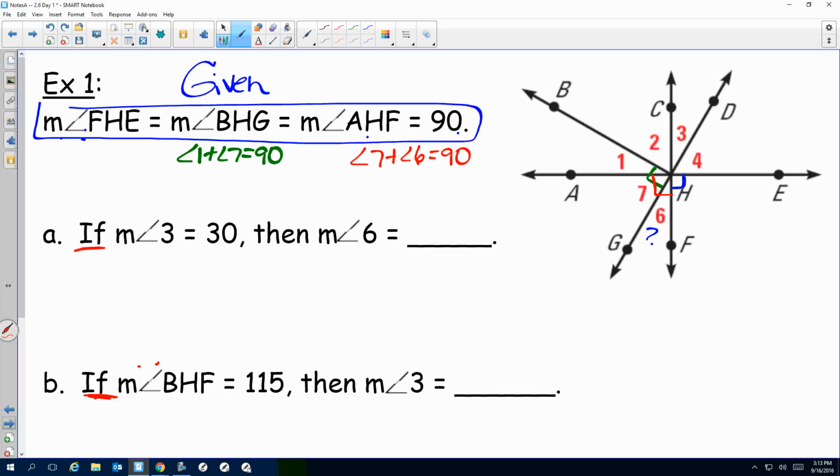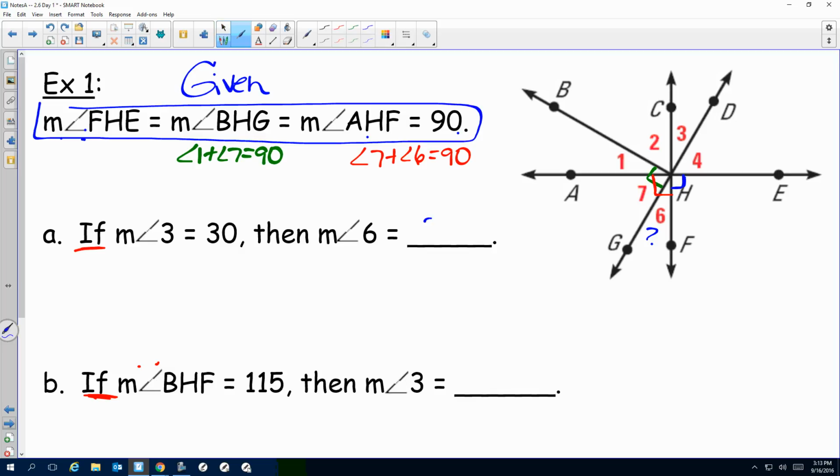Now here's how you read it, okay? One, if you see the word if in front of the measure, that means that it's not going to stay that measure for each problem. It's saying if it is. So if I'm looking at angle 3 being 30, just looking at the figure, we should be able to give the measure of angle 6. Well, what the measure of angle 6 is if angle 3 is 30. It would also be 30.